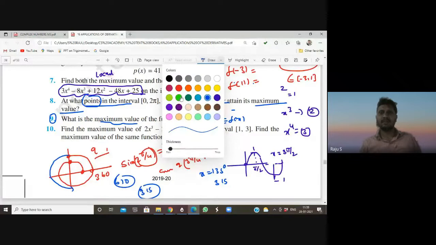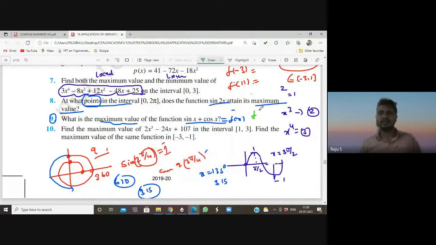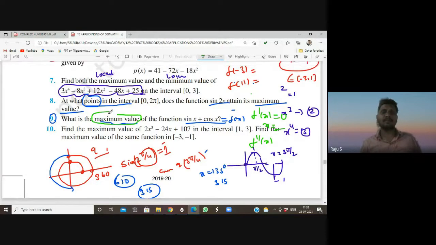After f of x, what shall we do? Find f dash of x, equate to 0. We'll get critical points. Find f double dash of x at that critical point. See, clearly, they are directly asking the maximum value. They are not asking any minimum value. So if it is lesser than 0 at some critical points, those critical points alone we have to take.